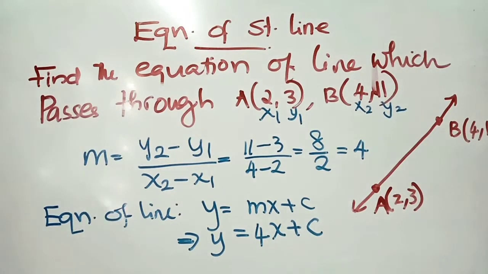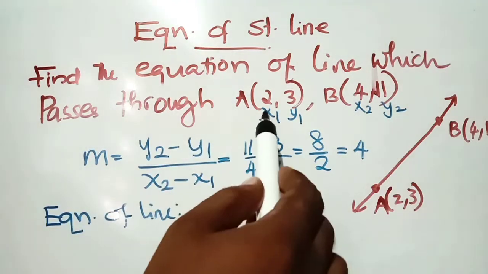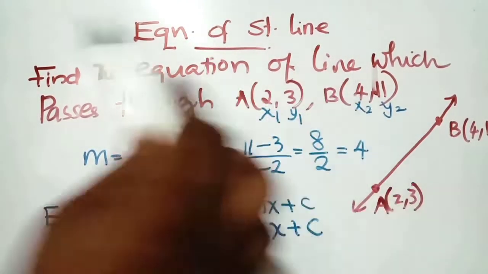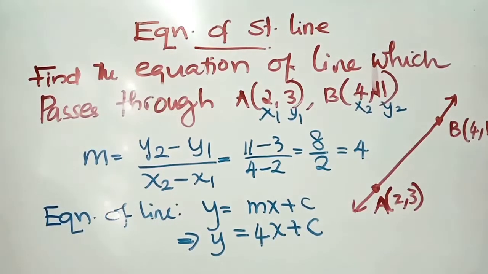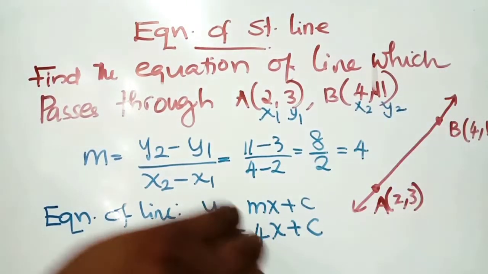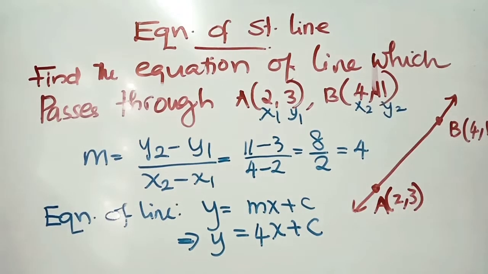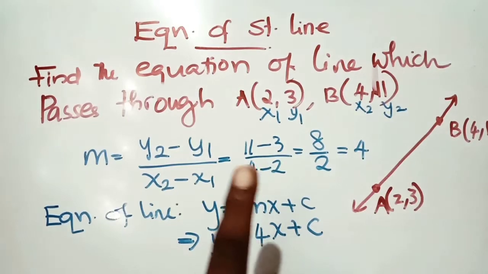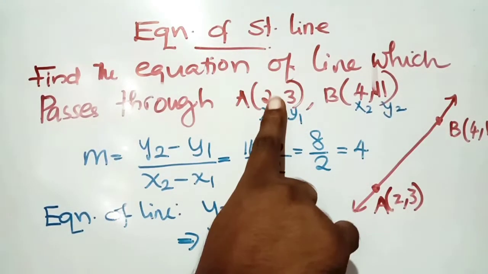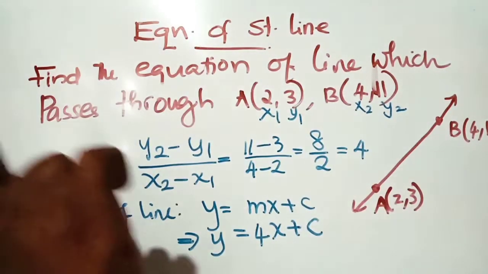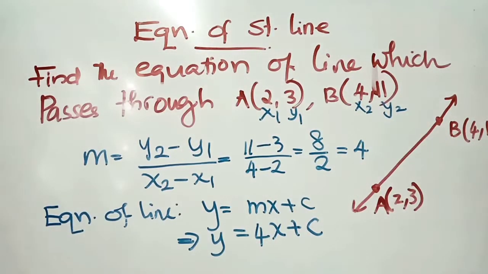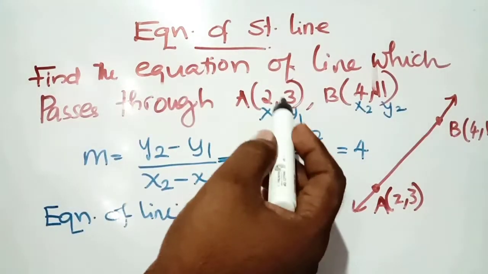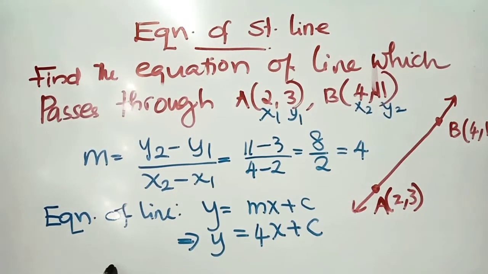Now our next step is, we have 2 points here, A (2, 3) and B (4, 11). Both the points are on the same straight line. So what we have to do is take any one point. It's your wish, take either this or this. That is up to you. Whichever point you take, you will get the same answer. So I'm taking 2, 3. Let's take the point (2, 3).